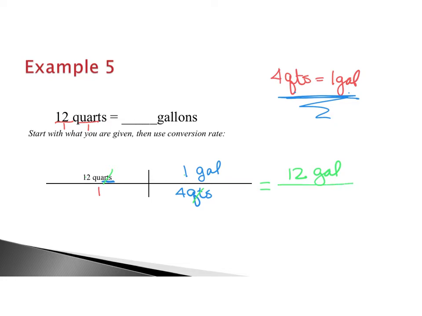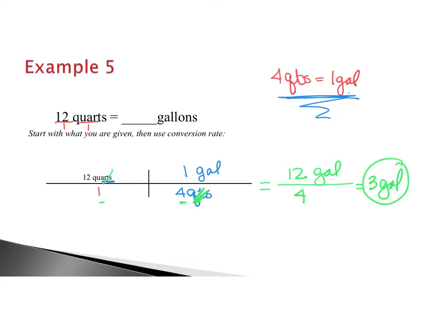And then I'm going to divide that by, here I have 1 times 4, so that will give me 4. My quarts have canceled out here, so I have no units left in the bottom. And if I simplify, 12 divided by 4 is 3 gallons. Okay, this right here would be my final answer.